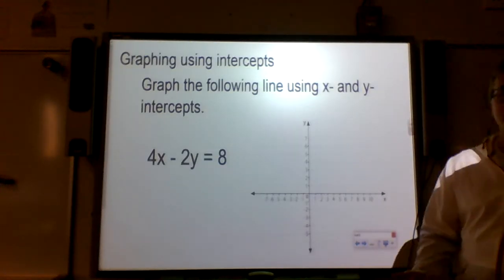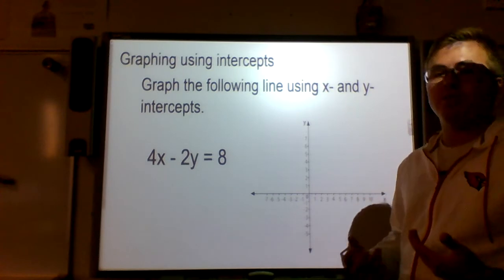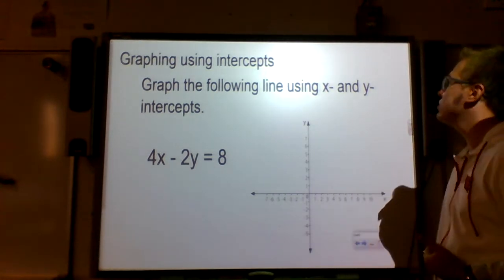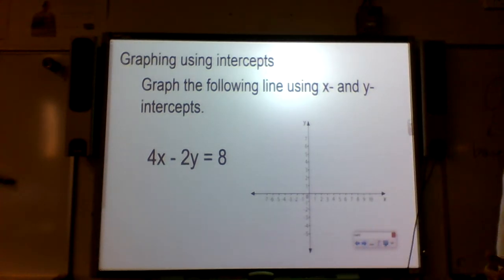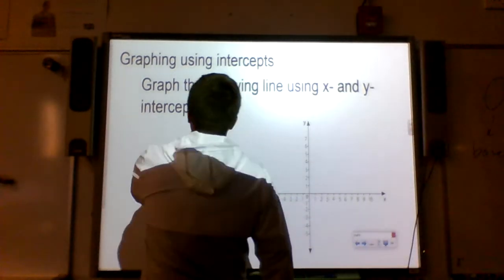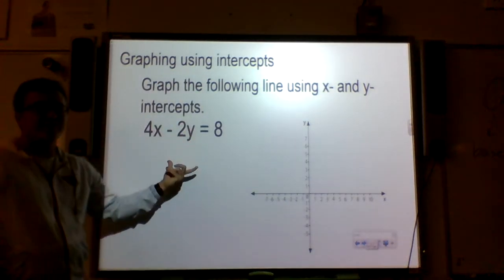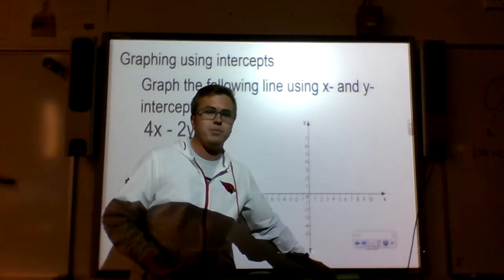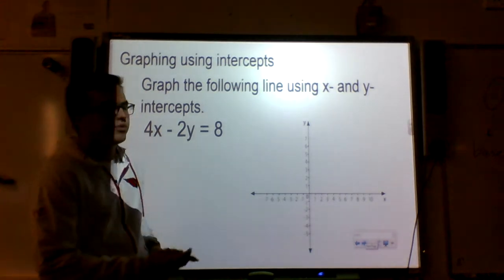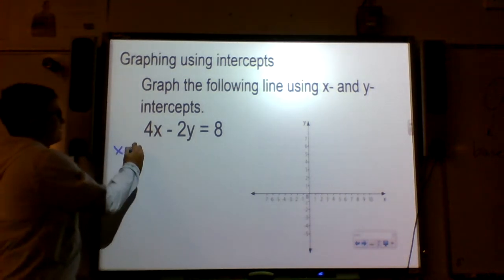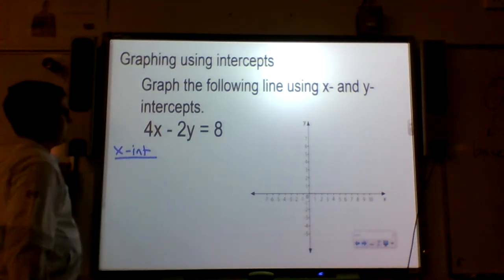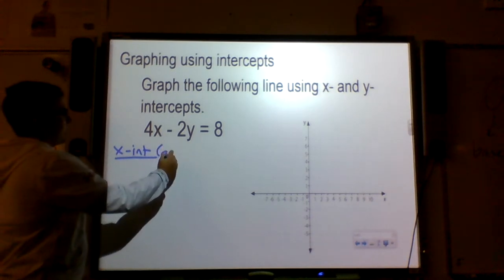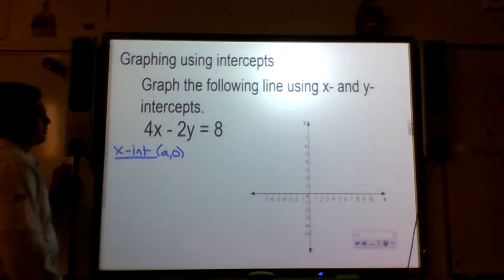All right, so then what I want to be able to do is graph lines using those x and y intercepts. So this question here says graph the following line using x and y intercepts. So here's my equation of my line. Same thing we were doing before, it's just one step further. I'm going to find my x-intercept. Remember, my x-intercept is (a, 0).